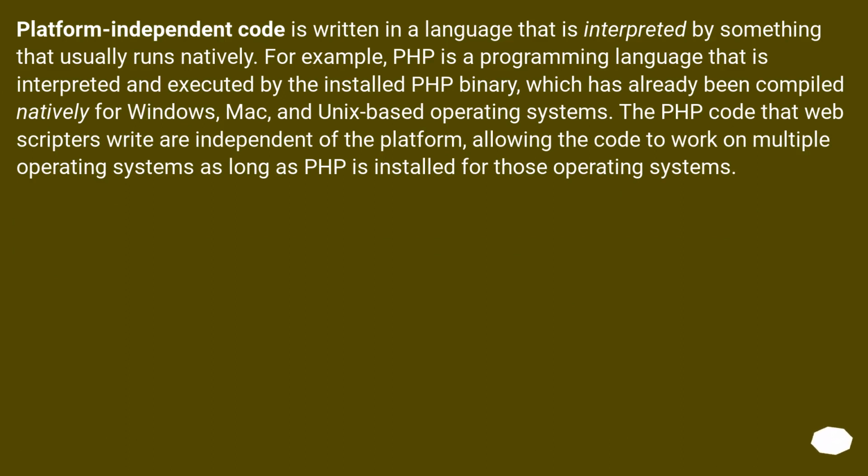Platform-independent code is written in a language that is interpreted by something that usually runs natively. For example, PHP is a programming language that is interpreted and executed by the installed PHP binary, which has already been compiled natively for Windows, Mac, and Unix-based operating systems. The PHP code that web scripters write is independent of the platform, allowing the code to work on multiple operating systems as long as PHP is installed for those operating systems.